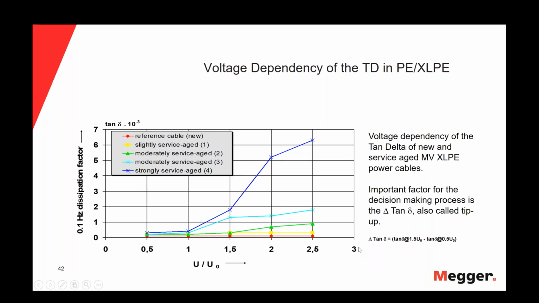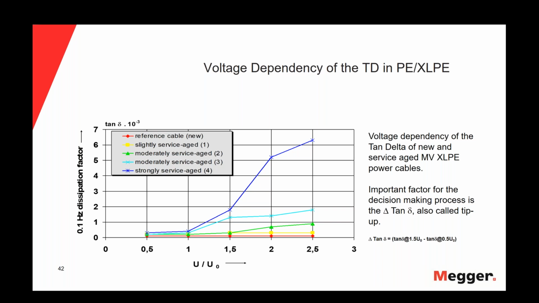Talking of the voltage dependency of the tan delta in PE and XLPE cables, we have this graph that shows very clearly that for a reference cable, a new cable, or a slightly service-aged cable, we have the red graph and the yellow one, and you can see that both graphs are pretty much flat lines. But if we see the strongly service-aged cable, the blue one, you can see how, as we increase the voltage, the dissipation factor increases. So, of course, there is a voltage dependency of the tan delta for PE and XLPE cables. As we increase the voltage in very aged cables, we have an increase of the tan delta.